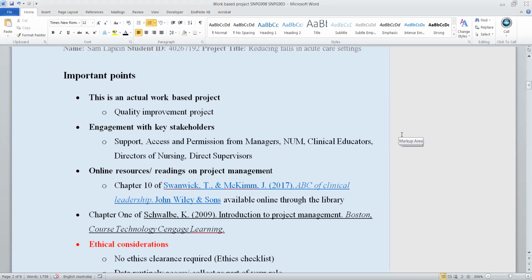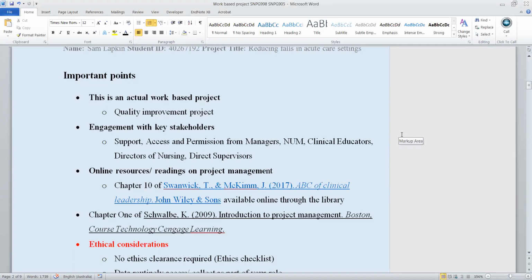Work-based projects are commonly called quality improvement projects. In that, as I've emphasized, you do not need to have ethics approval. That's a very important consideration. And you need to complete the checklist that's available online.